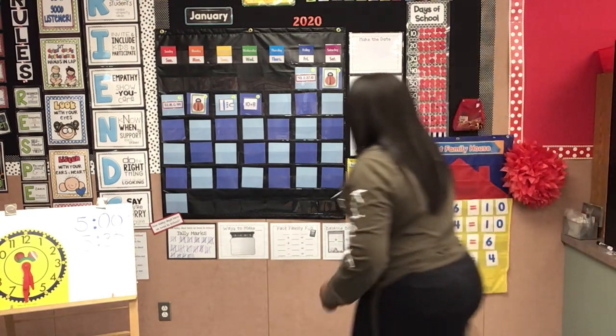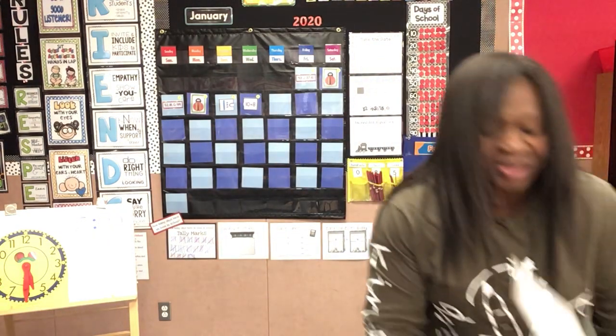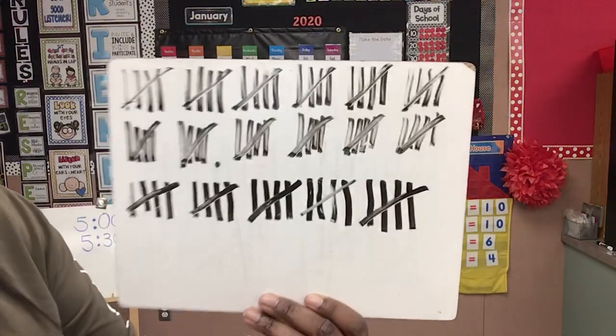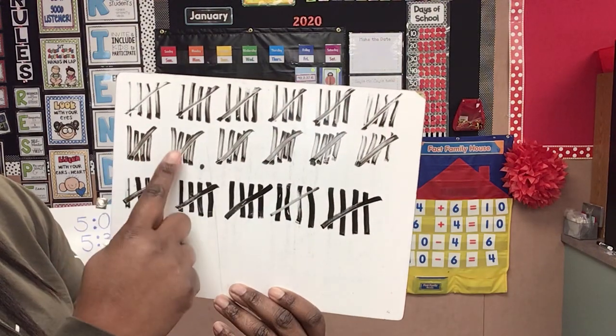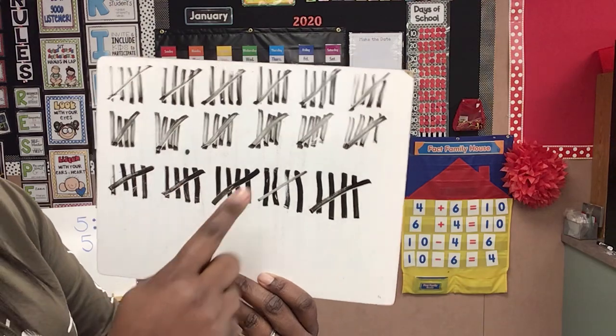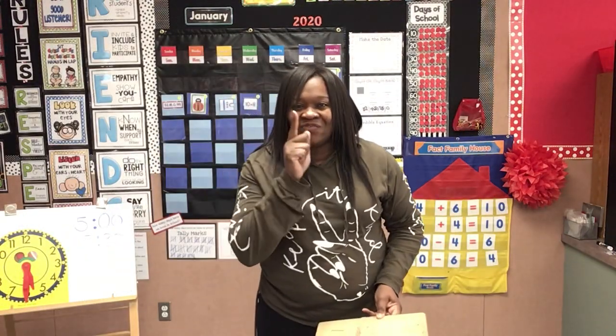It's 85 on my tally marks. Wow. Okay. And this is what our tally marks look like up close. Can you help me count by fives? 5, 10, 15, 20, 25, 30, 35, 40, 45, 50, 55, 60, 65, 70, 75, 80, 85. You are 85 days smarter.